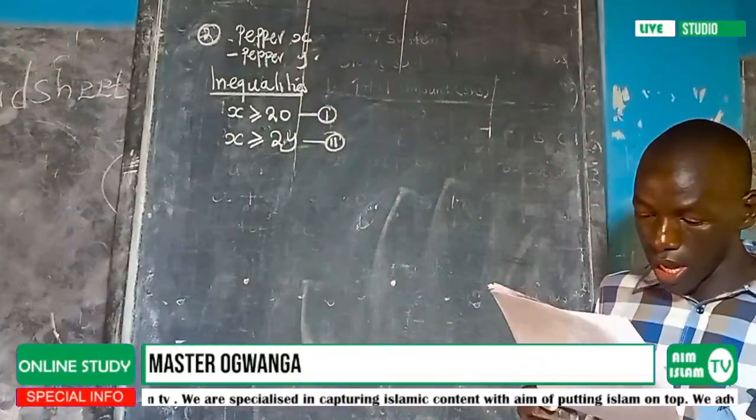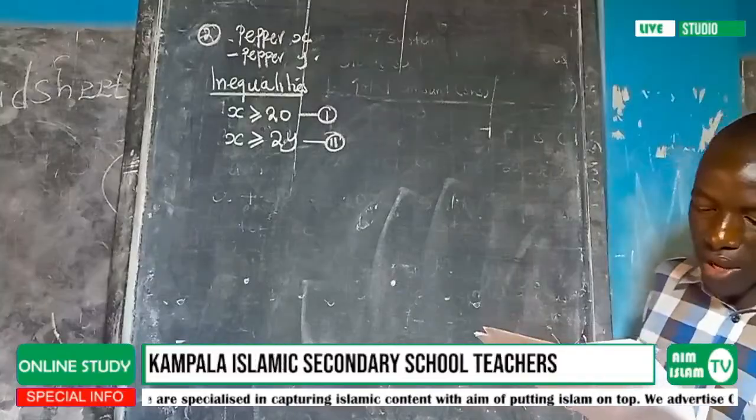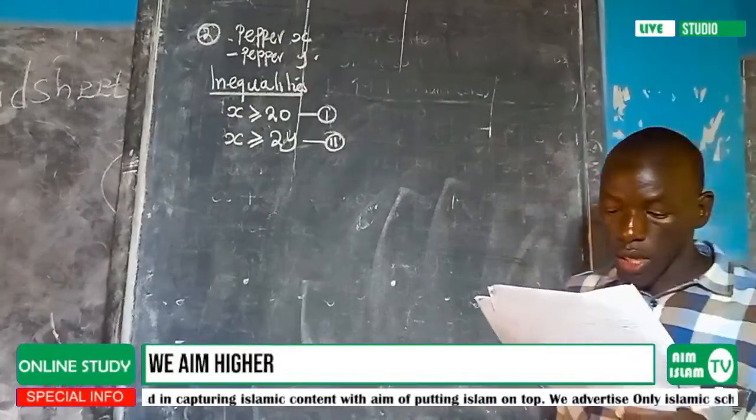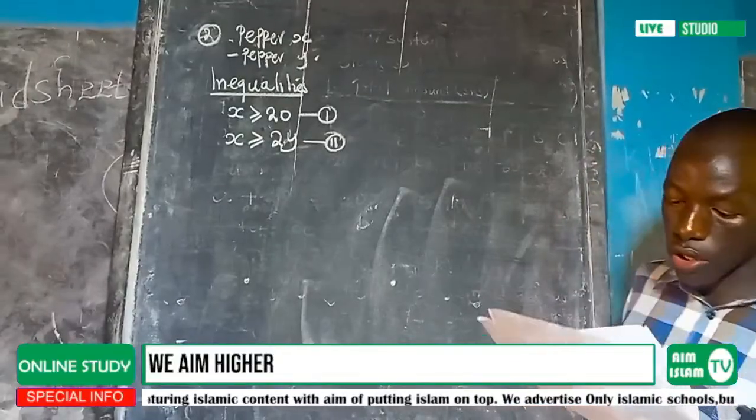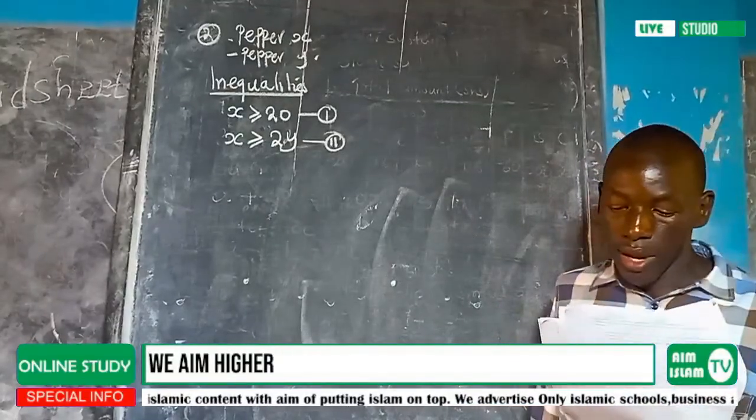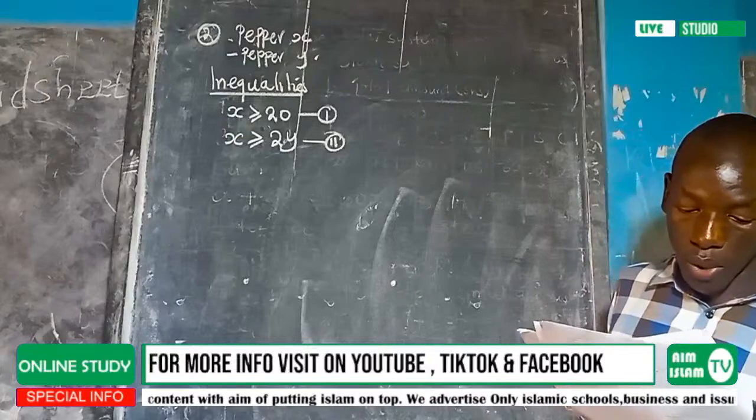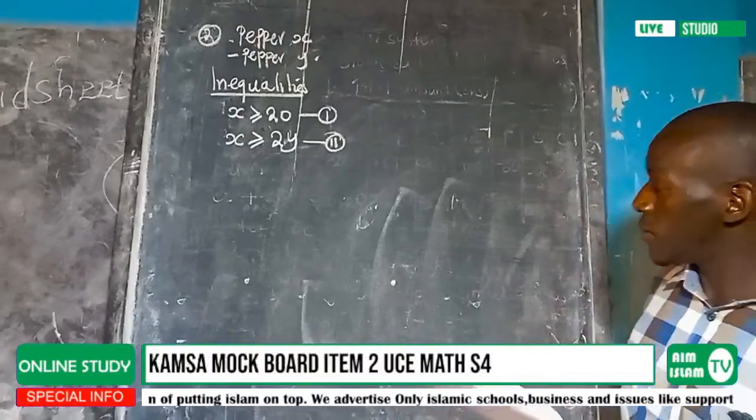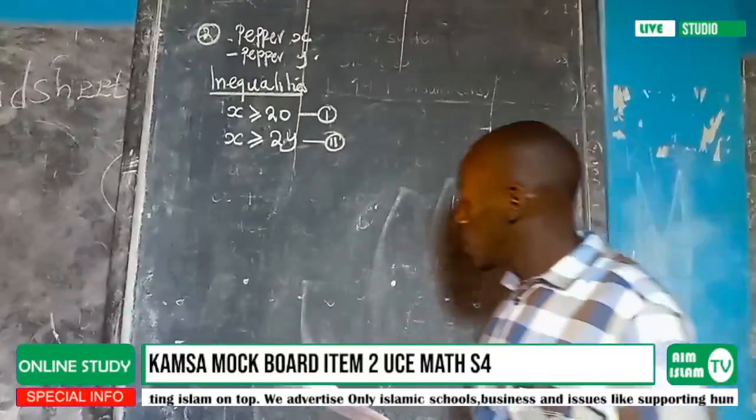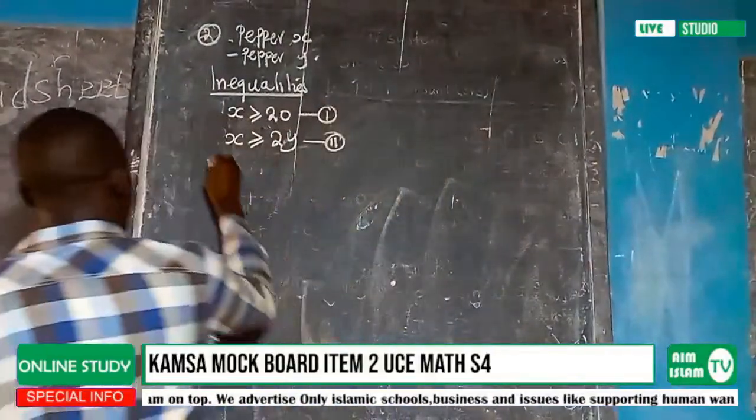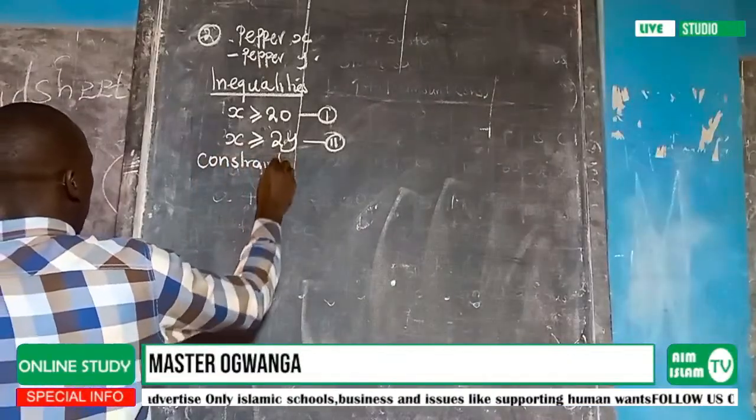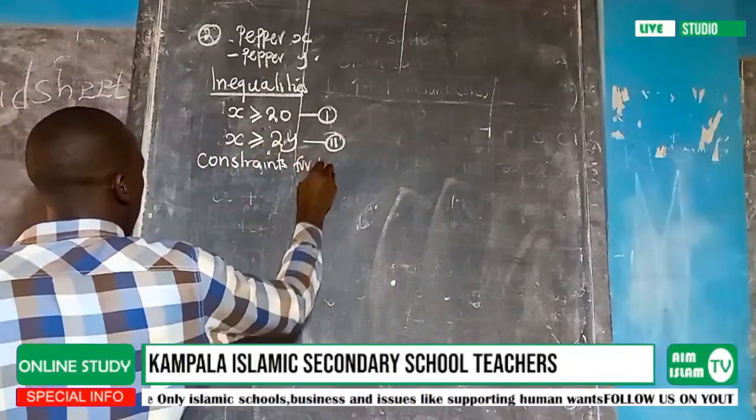Then in the next statement, they are saying, given that the cost for paper X and paper Y is shillings 200 and 300 respectively, he wants to ensure that the total cost does not exceed 554,000. So we can look at the constraint for the cost.